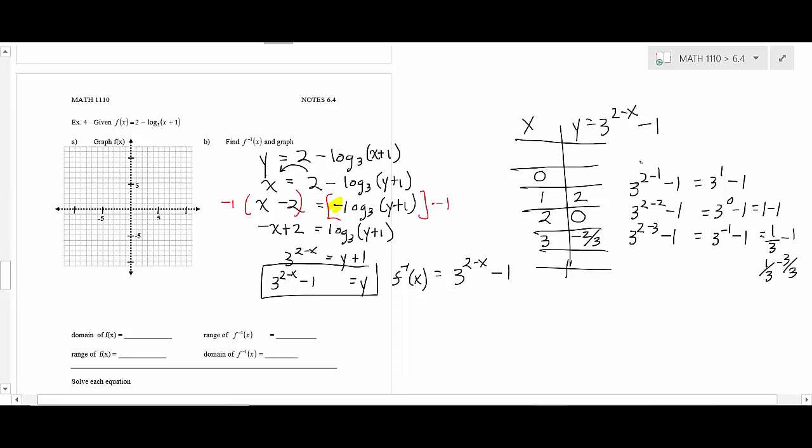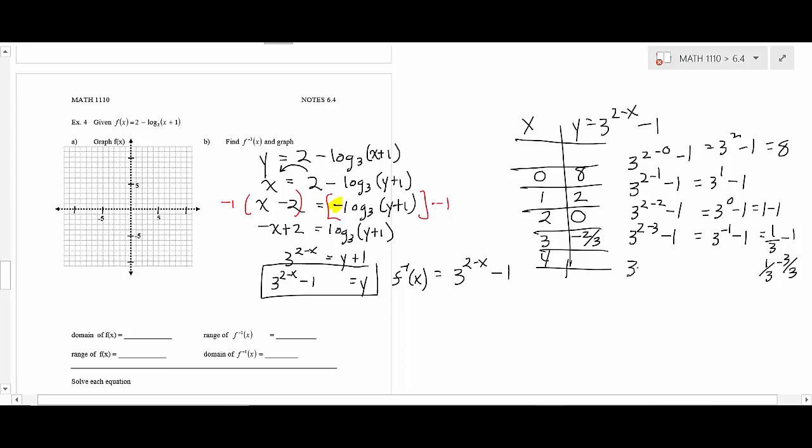Let's go to 0. Then we'd have 3 to the 2 minus 0, minus 1. So that's 3 to the second minus 1. That's 9 minus 1. So that's equal to 8. Okay, so we're starting to get enough points that we need. I'm going to do one more. I'm going to go to 4.